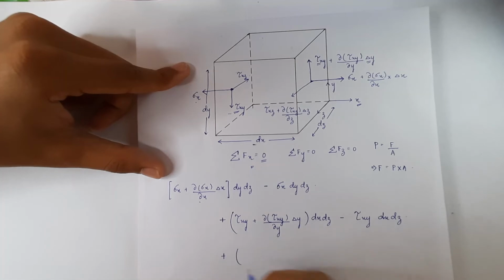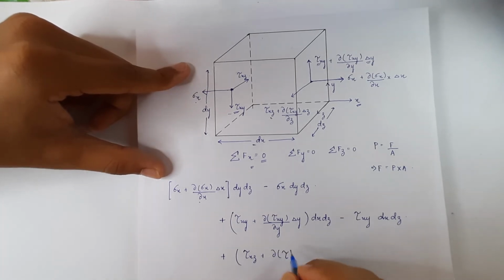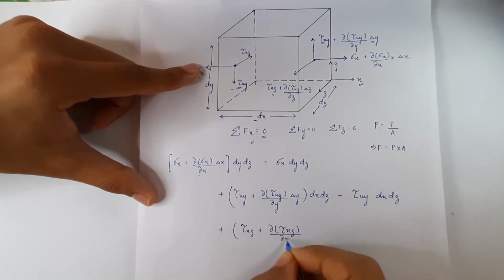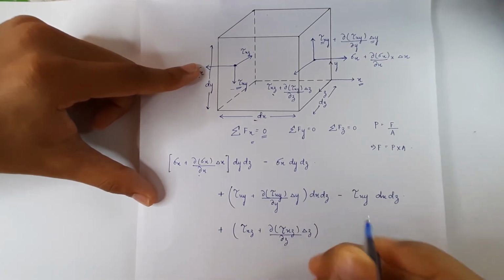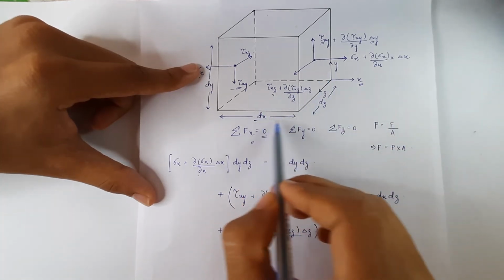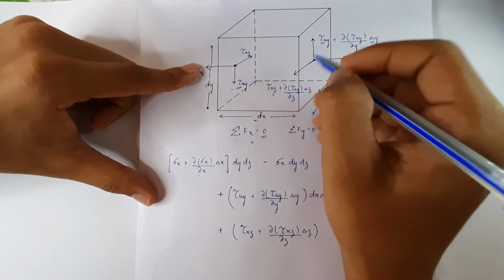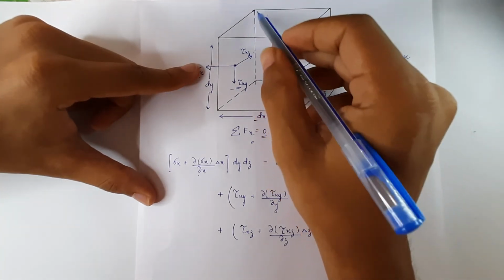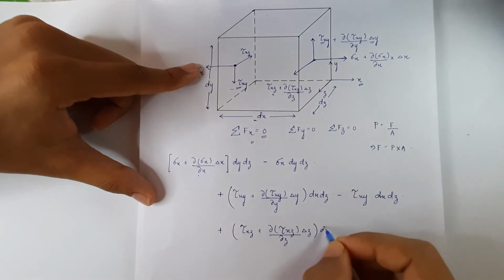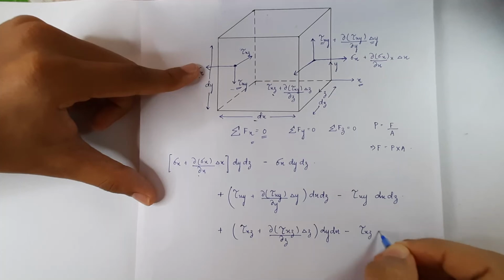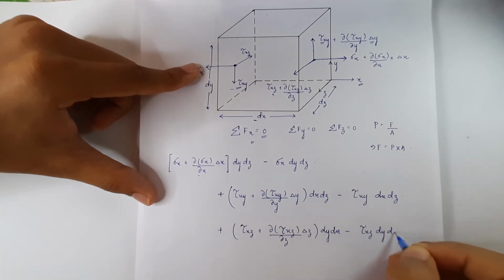Another term will be this term along the z direction. What is the shear stress that is acting? Tau of x z plus del of tau of x z divided by dz times delta z. And here the area will be dx times dy, because this force is acting in this direction which is perpendicular to this area, which is dy times dx. So dy times dx minus tau of xz times dy times dx.